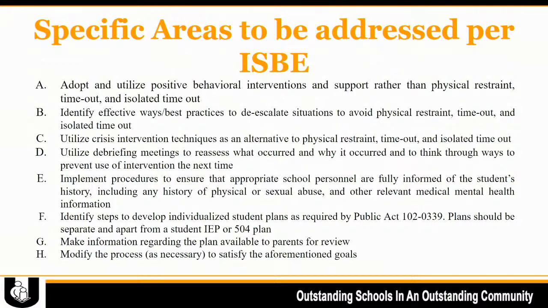The best explanation I've heard is to make sure that if a student happens not to have an IEP or 504 plan, we actually have a plan in place if that student requires more restrictive intervention. So they're trying to be inclusive in making sure that we're planning for all students. And the last two on there are making sure that parents are aware of the information about the plan, and that we have a process in place for modifying the plan as necessary to meet our goals.